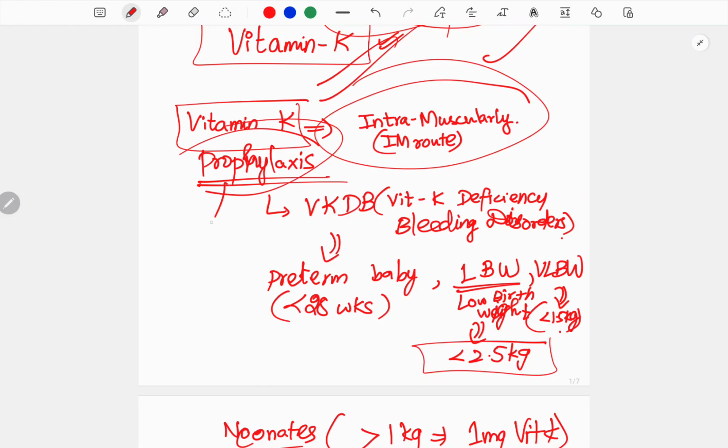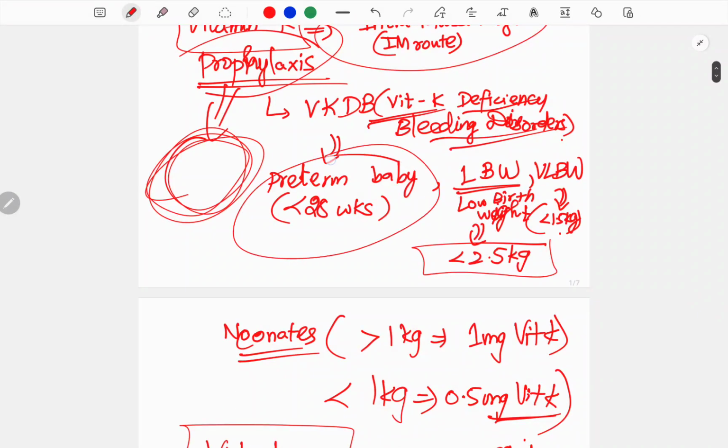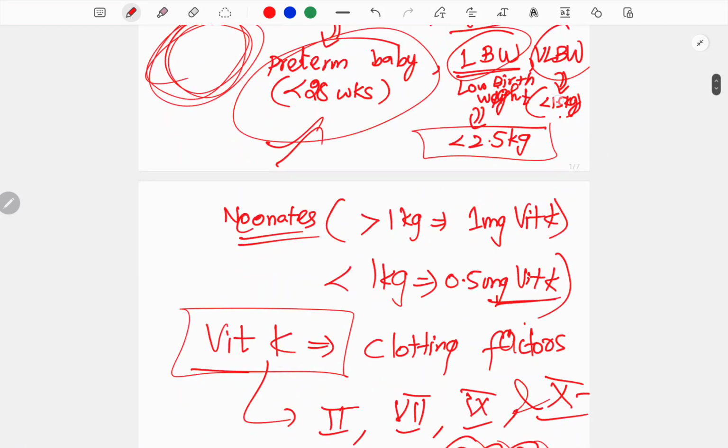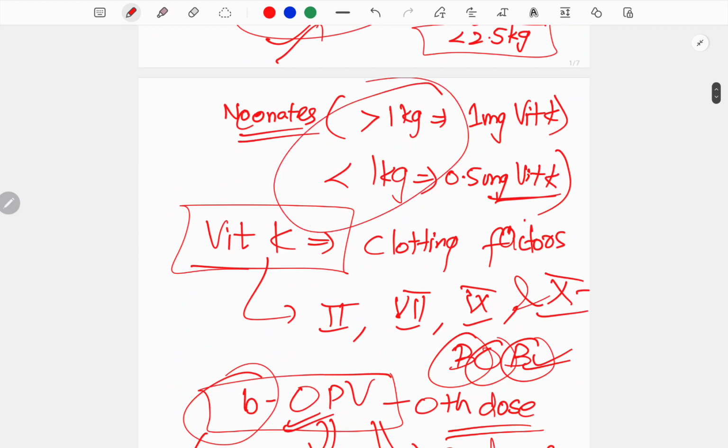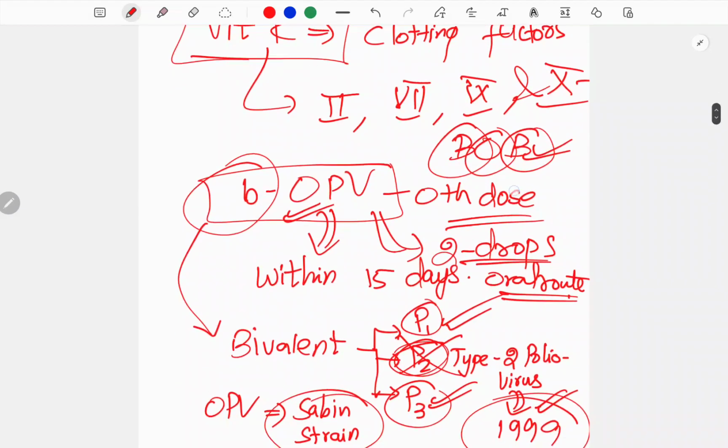What is prophylaxis? Prophylaxis means it is not only given for the babies who are in the deficiency of vitamin K. It is given to everyone to prevent the vitamin K bleeding disorder. So it is given to all the neonates who are born. If it is deficiency or not deficiency, that we don't know, we just give it. That is prophylaxis actually. Vitamin K deficiency bleeding, it must be given to preterm babies, low birth weight babies, very low birth weight babies. And how much dose you should give of this vitamin K, we have learnt it.